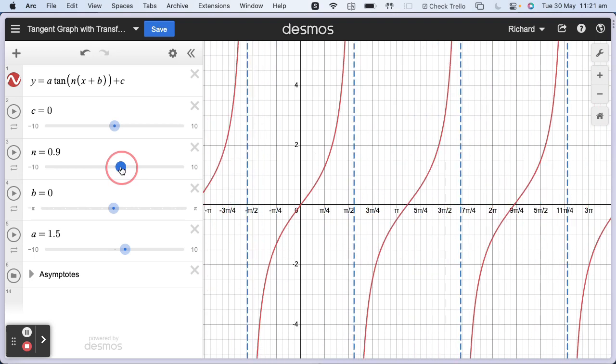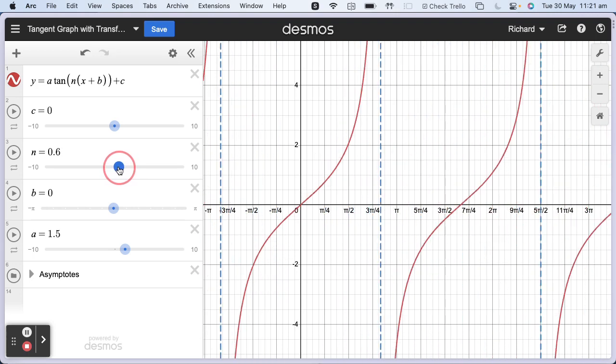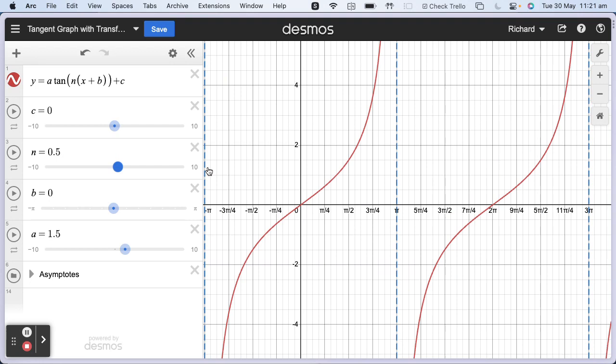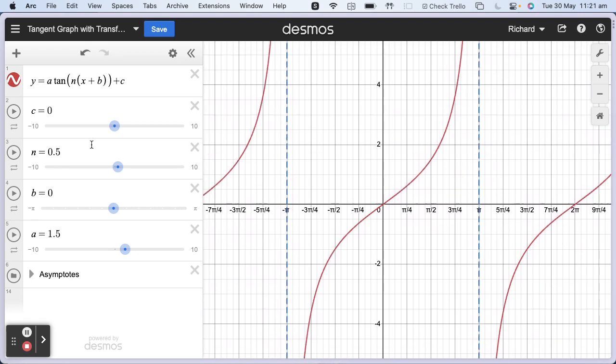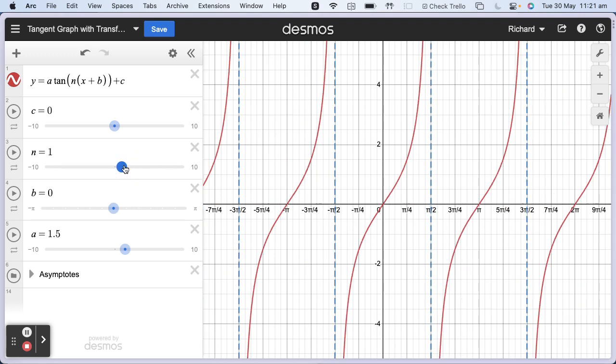And similarly, if I make n equal to 0.5, we are going to stretch out the graph. And so instead of having an asymptote at pi on 2, it is now stretched out to pi. And then instead of the next one being one more pi on, it's 2 more pi on. So 2 more pi from pi is 3 pi. 2 more pi backwards gets me to negative pi, and so on. So that stretches the graph, and if n equals 2, that compresses the graph.